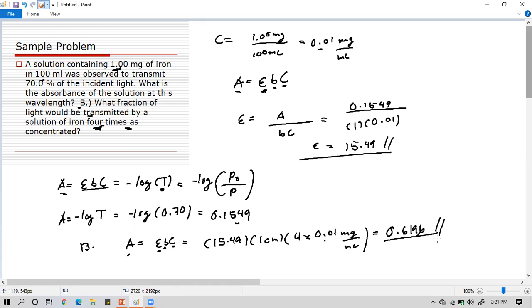So 0.6196 is the absorbance of the 4 times concentrated solution. Sir, why can't we go directly to this? We can't, because we don't have the molar absorptivity. We got it by using the data given above: the absorbance, the concentration, and the cell path length. Sir, isn't it always constant? Yes, the molar absorptivity is always constant, but you still need to calculate it. So let's take a screenshot so we can proceed to our next problem.